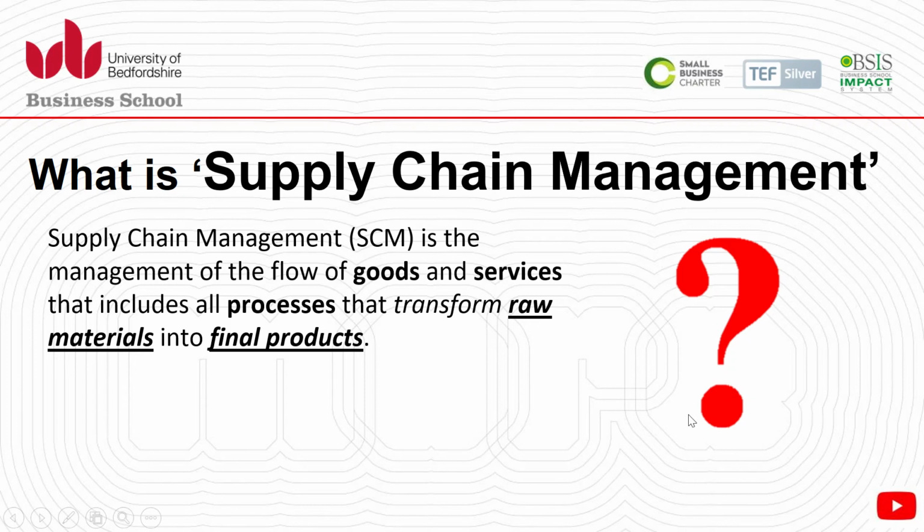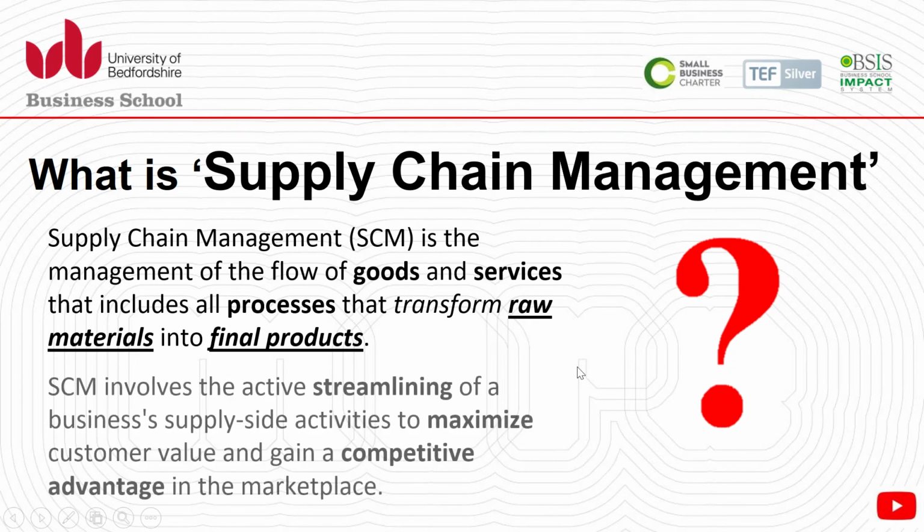So that is a quick definition in a few words, and then you can see supply chain management basically involves the active streamlining of a business's supply side activities to maximize customer value and gain a competitive advantage in the marketplace. That means supply chain management is basically the process to handle the entire production or business process flow of goods or services to enhance the quality, delivery, customer experience, and profitability.